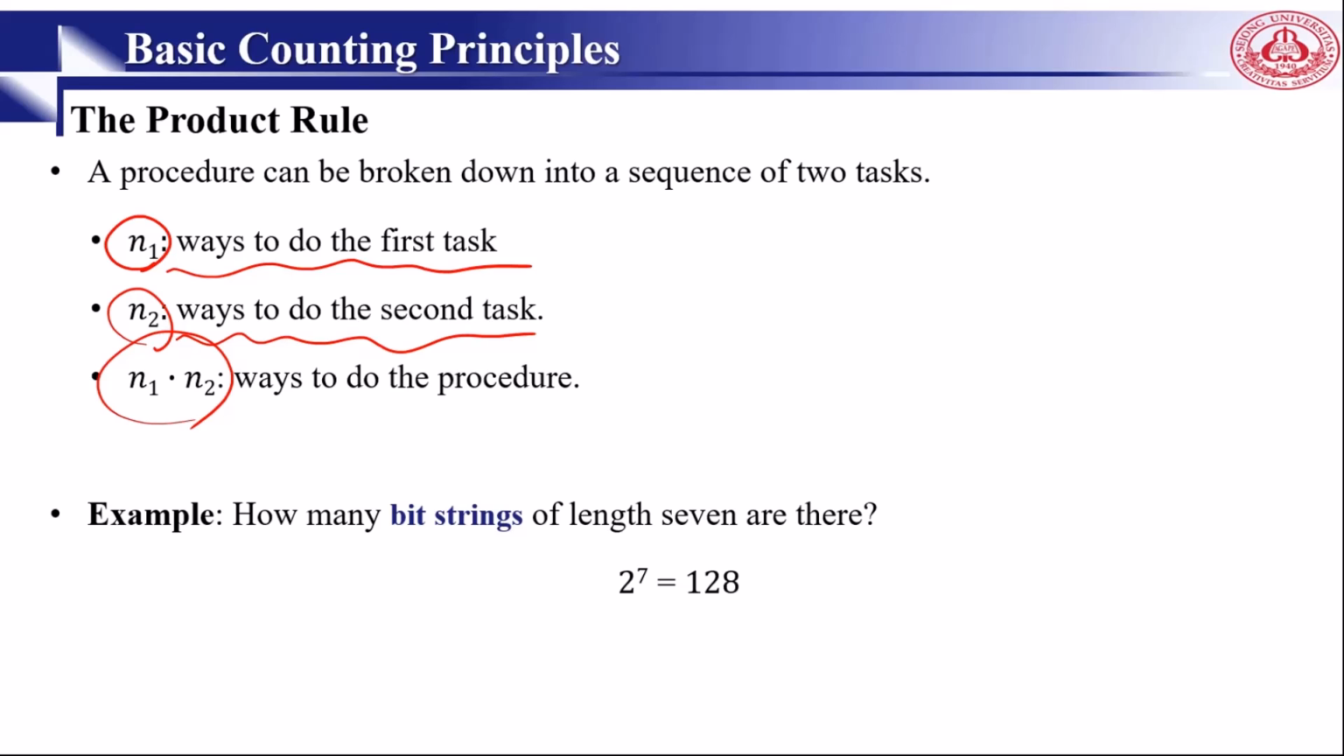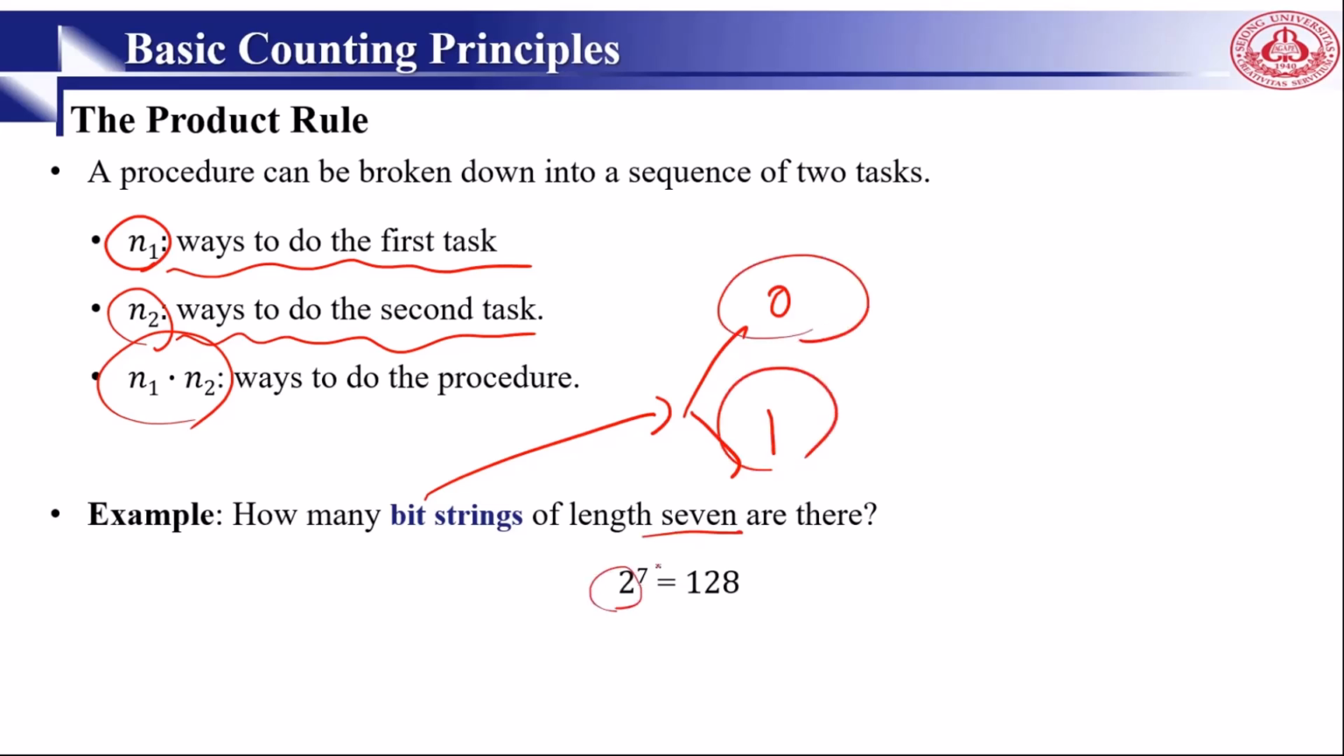For example, I want to know how many bit strings of length 7 there are. When we say bit, it means two possibilities are there, 0 and 1, right? So we have 2 possibilities and the length is 7, so we can say 2 to the 7, which is 128 bit strings of length 7 we can make.